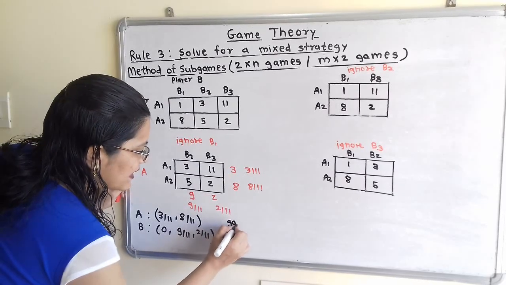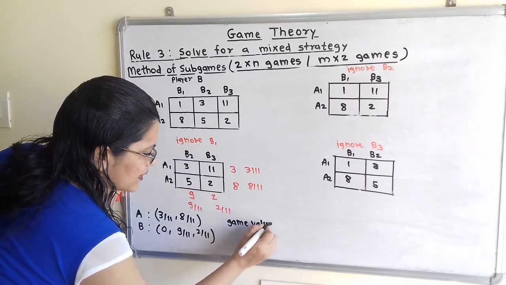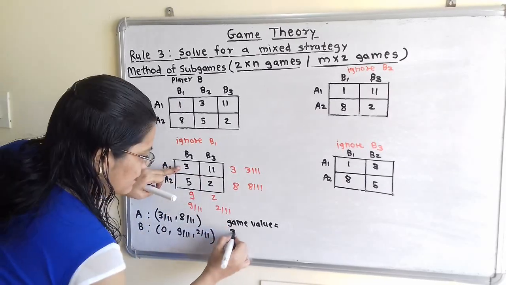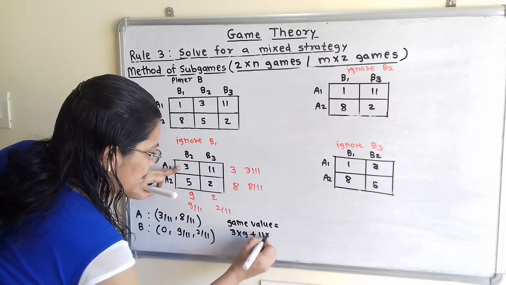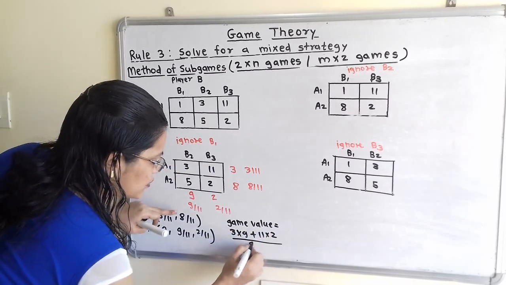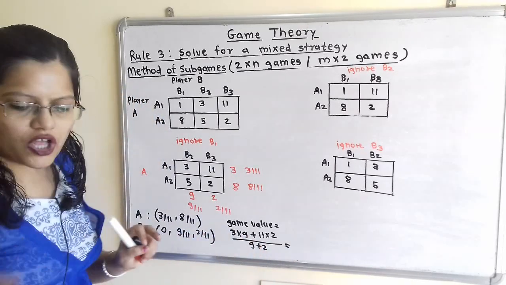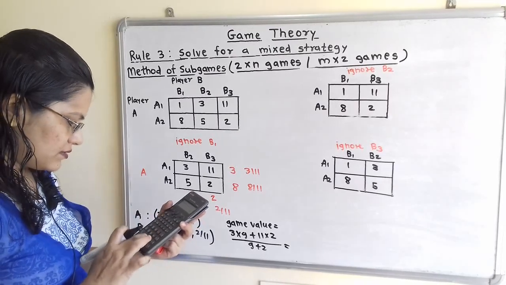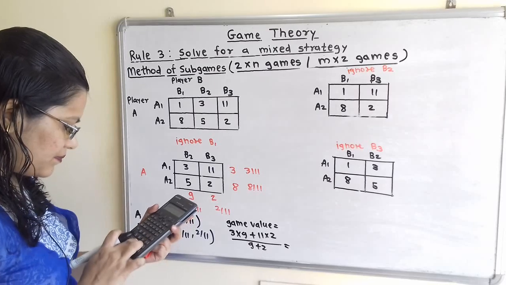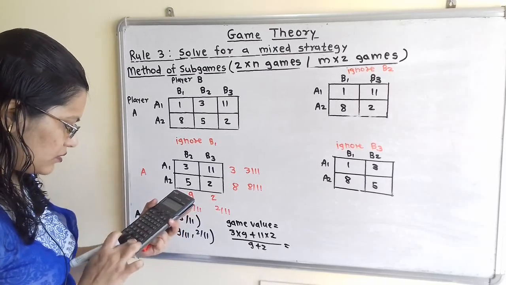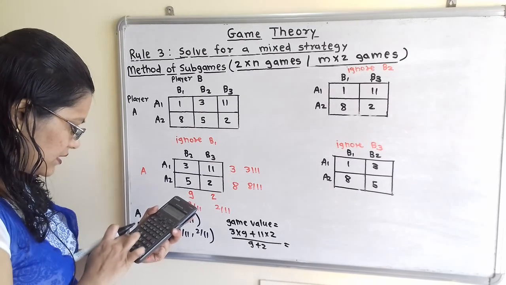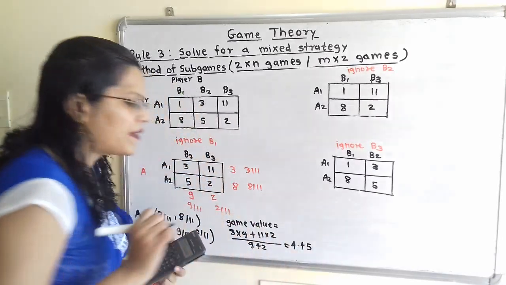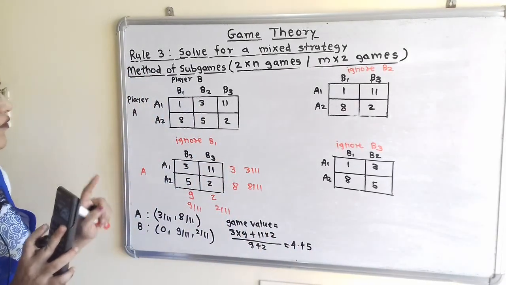Now we will calculate the game value. So how to calculate this game value? I will take here 3 multiplied by 9 plus 11 multiplied by 2, divided by 9 plus 2. Now we will solve this with the help of a calculator. That is 27 plus 22 divided by 11. That is 4.45. So this is the plus value. So this is the game value for subgame 1.